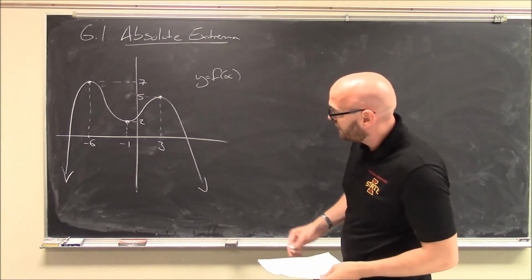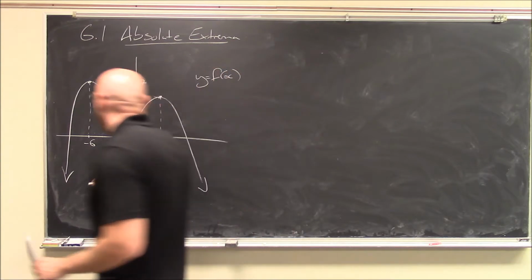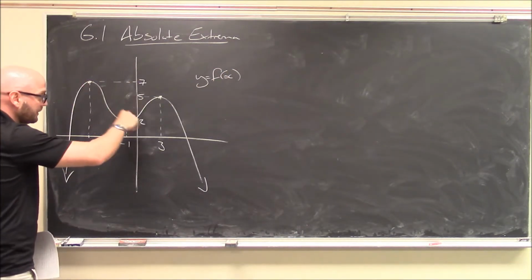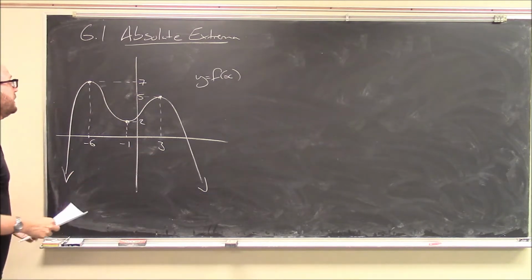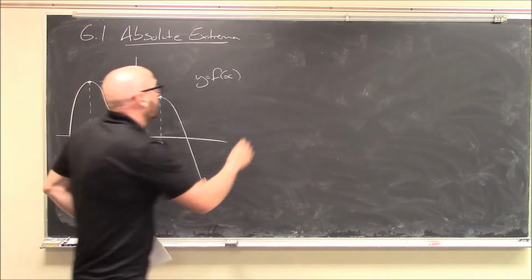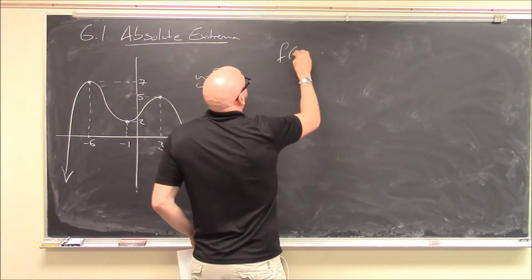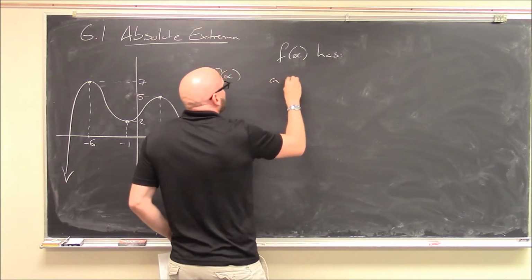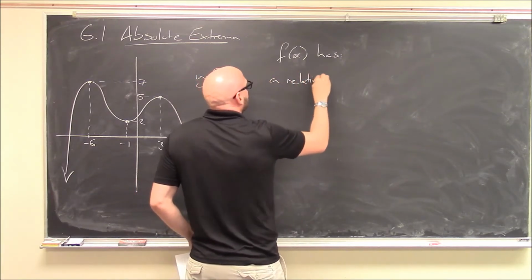So I've drawn here a function, y equals f of x. It's increasing from minus infinity until we get to minus 6, the top of this hill, then it decreases a bit, then it starts to increase, then it goes back down. But I'm just going to make a few notes here about the relative extrema. So f of x has, what does it have? It has a relative maximum.